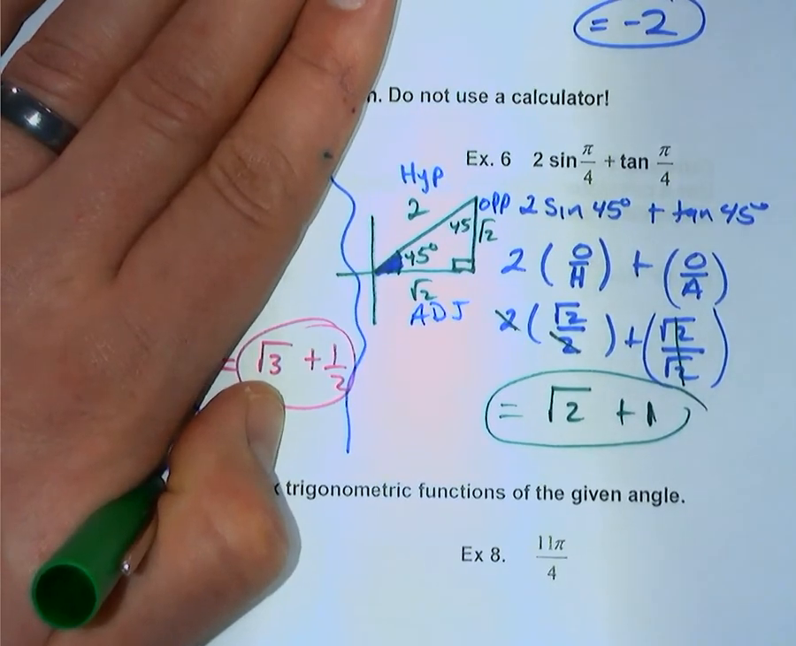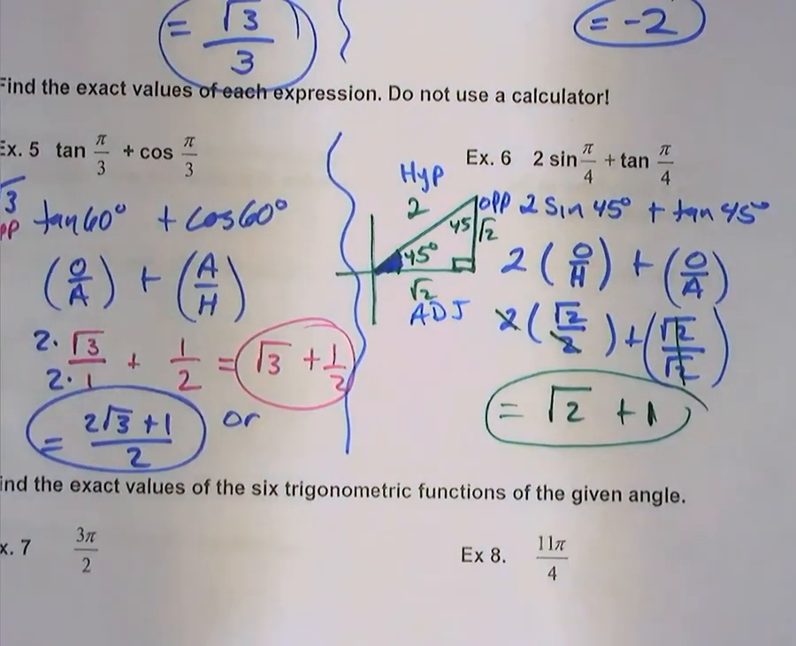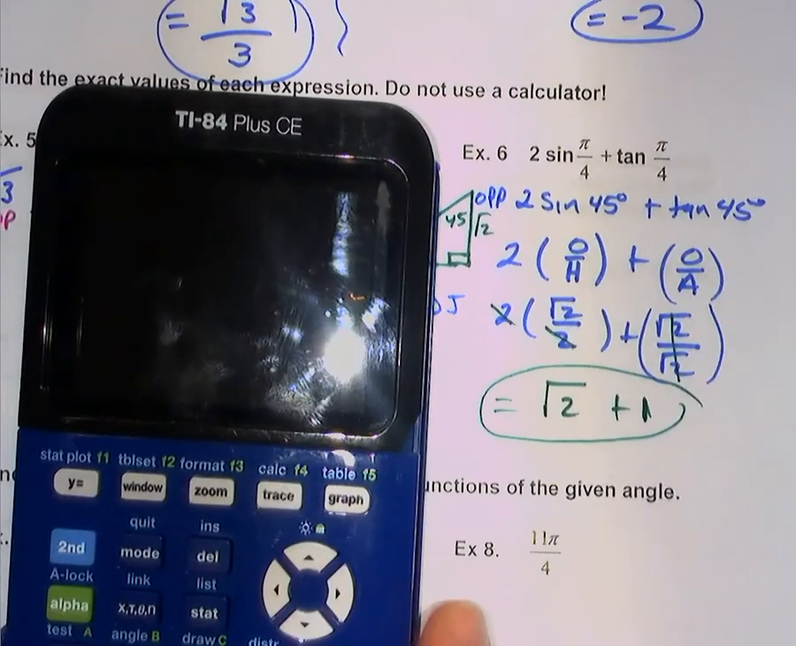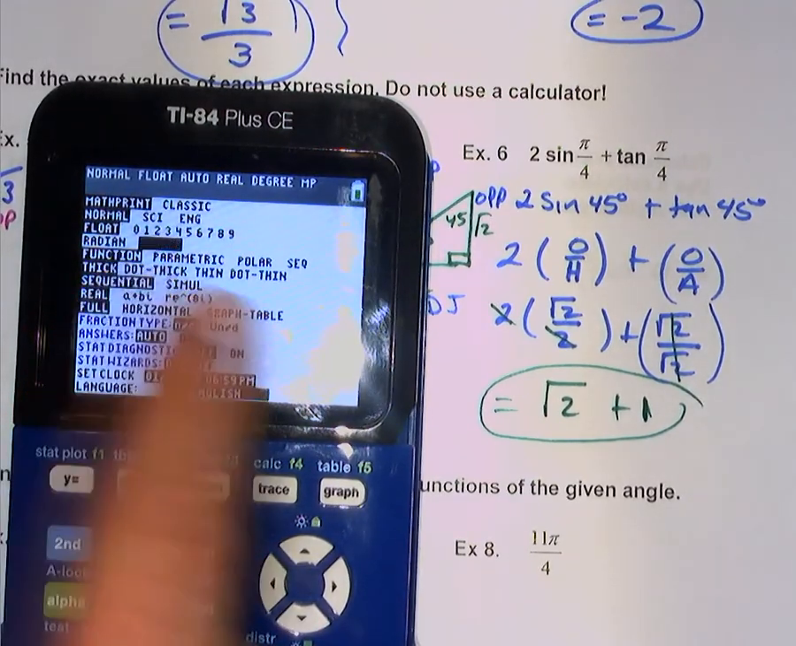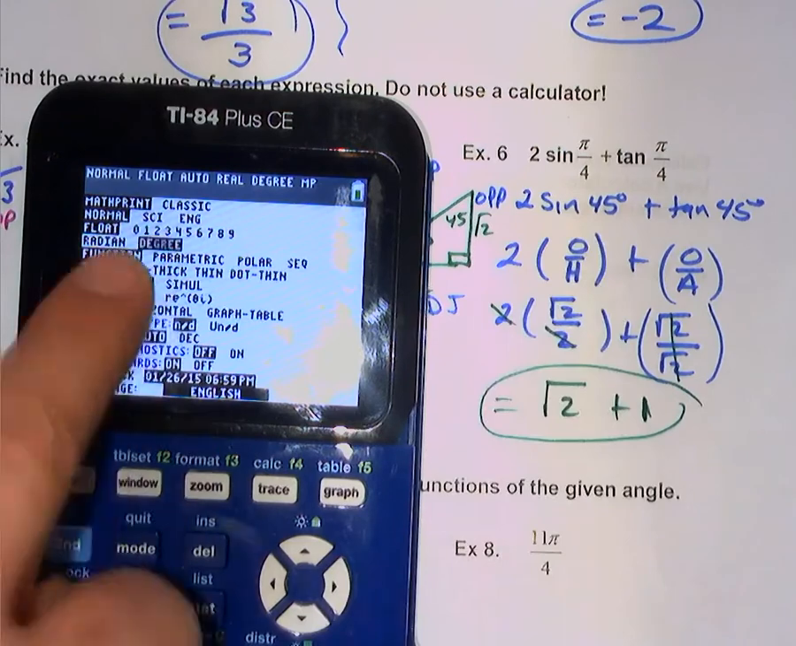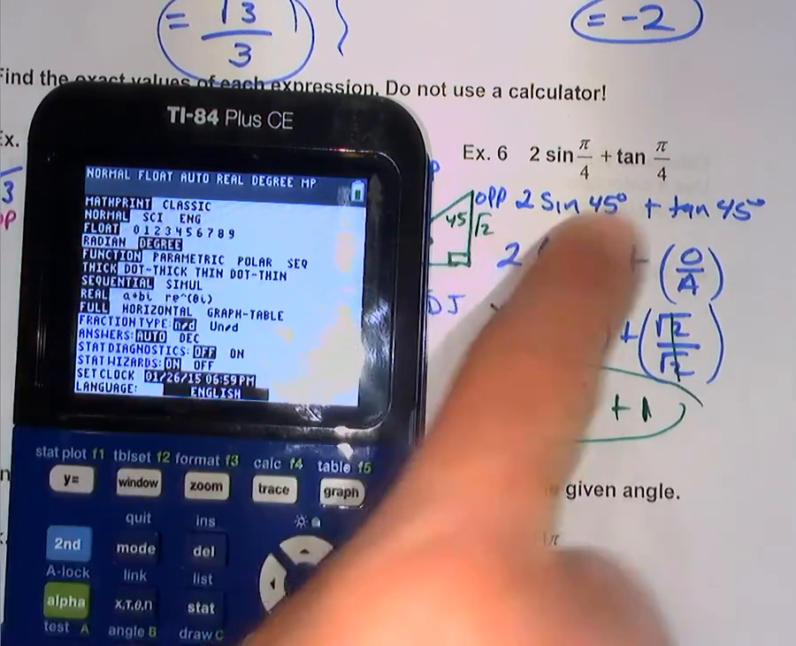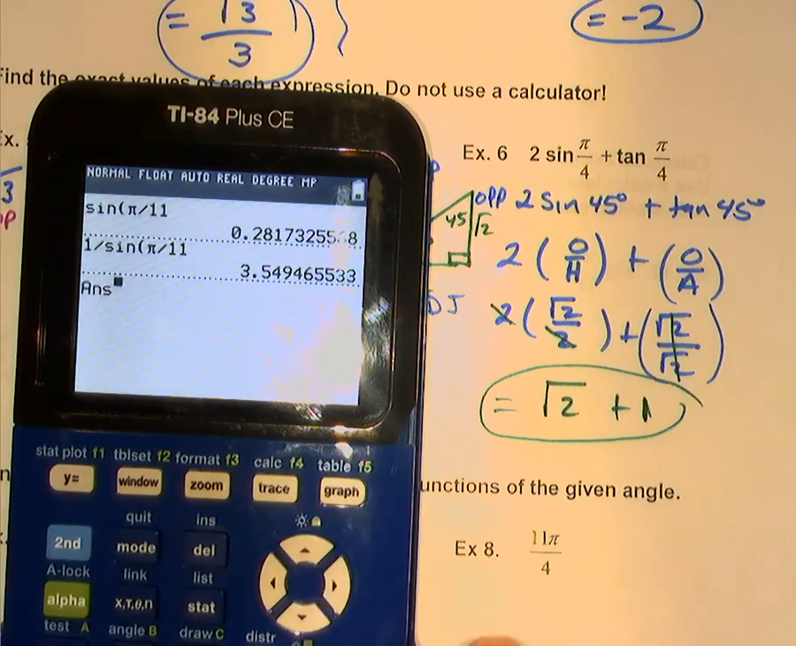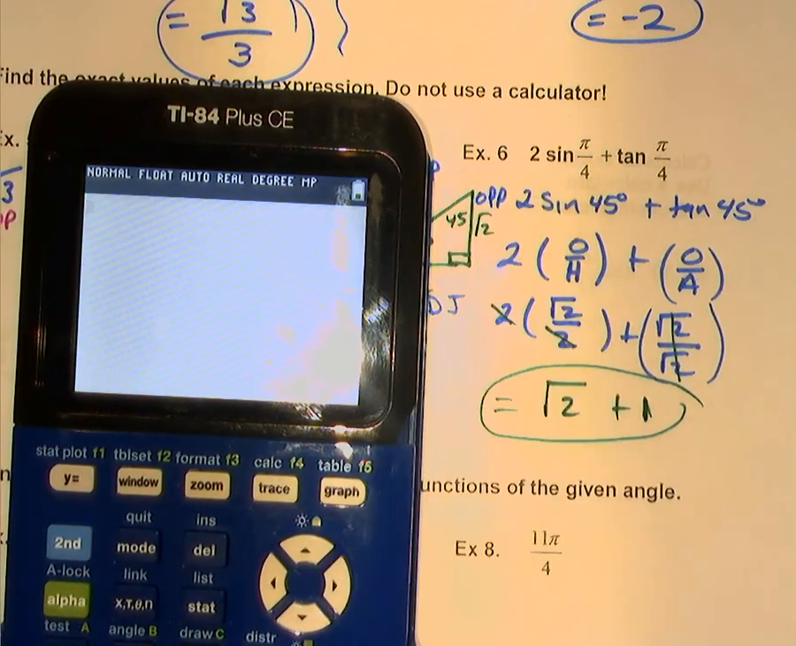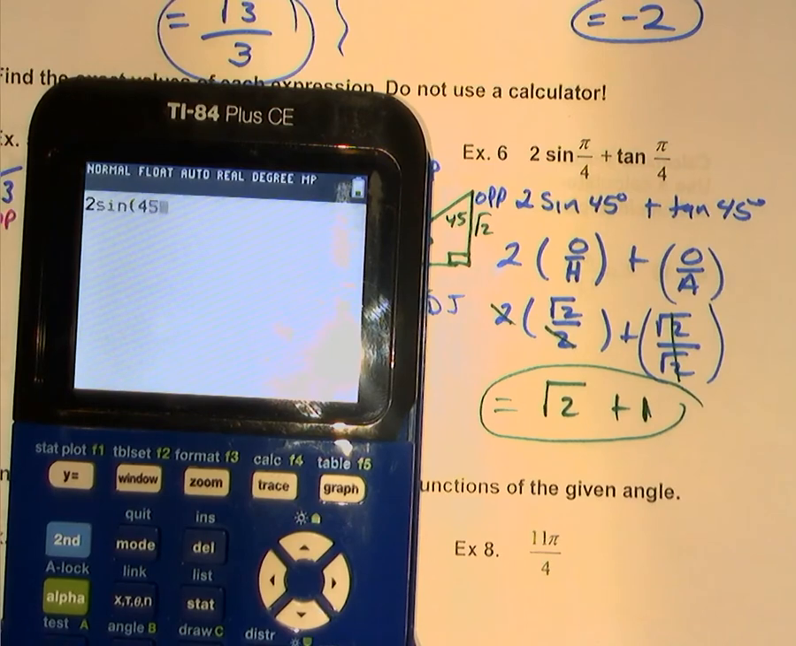That's my exact value. Now, quiz or test, I want to make sure I get this right, so I'm going to double check my work. So that's where you can use your calc. Okay. Now, for me, I have my calculator still in degrees. So I'm going to use 45 degrees. If you have it in radians, then use the pi over 4s because that's in radians. Okay, so I'm going to type this guy in like I see it. I've got 2 sine of 45, close that parenthesis, and then plus tan of 45.